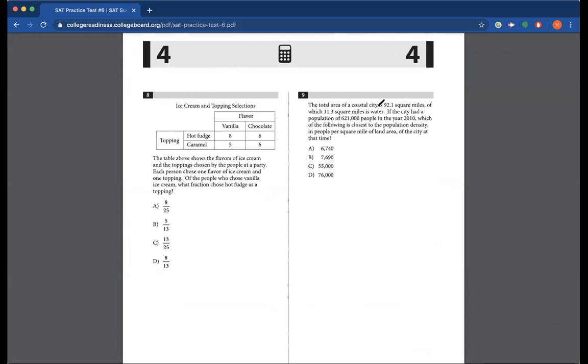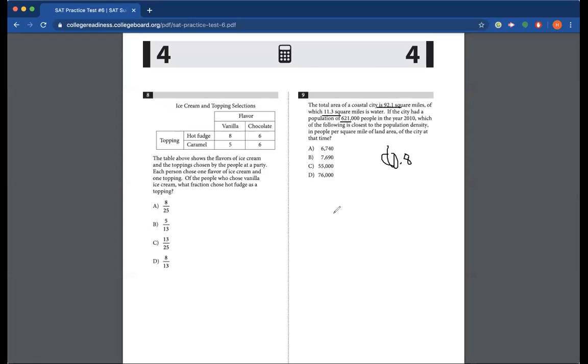The coastal area of the city is 92.1 square miles, in which 11.3 square miles is water. If the city had a population of that many people in the year 2010. Okay, so we have to first find the area of the city itself, right? No one lives on water, so we have to subtract it. Yes, 80.8. So that's the amount of square miles that people live on.